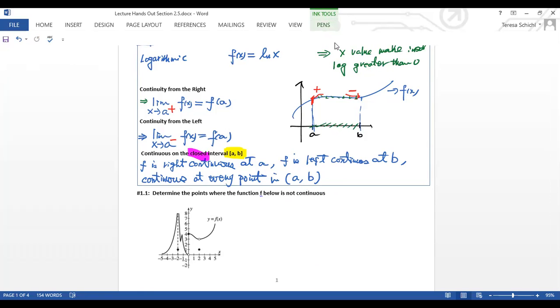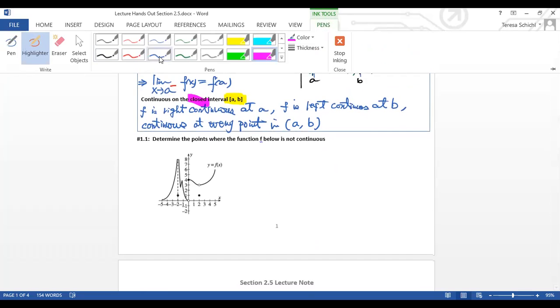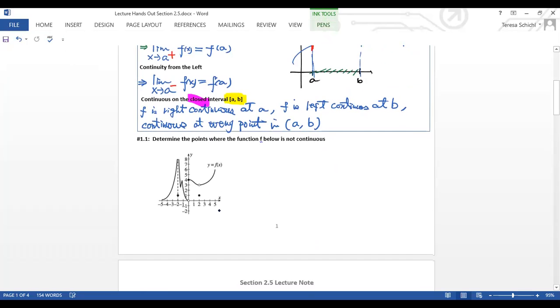Okay, now let's take a look here. Determine the points where it is not continuous. You look at the graph, obviously, what is my first point? This point, right? So I know x equal to -2 is not continuous, because of the function value. You see the curve is not continuous, it's kind of obvious.